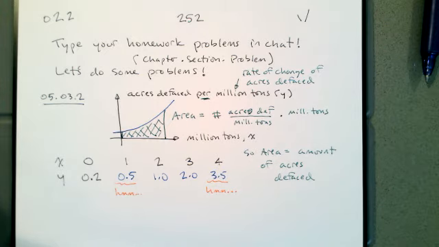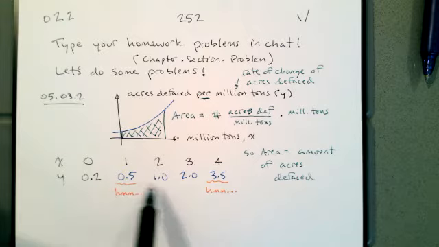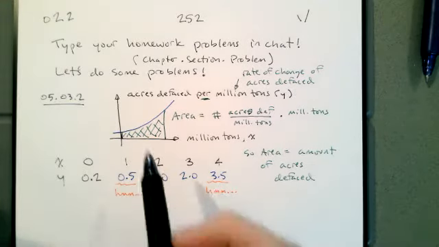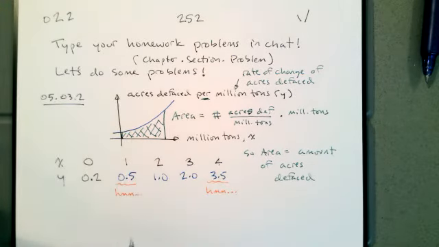So estimate the total number of acres defaced in extracting the next 4 million tons of coal. Draw 4 rectangles under the curve and compute the area. So what we're going to do is we're going to use the data that we collected, and we're just going to estimate the area under the curve. So part A, find the area under the curve.